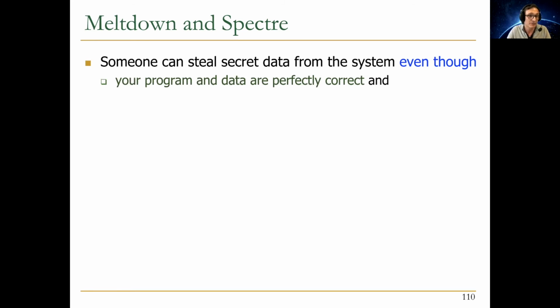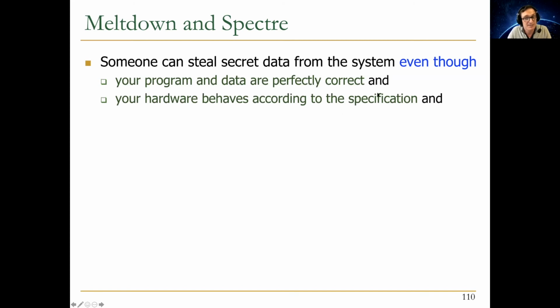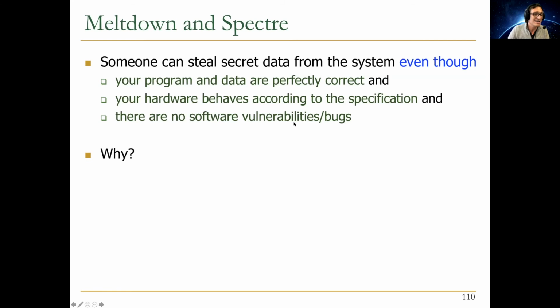But this happens even if your program and data are perfectly correct. Your hardware behaves according to the specification. So that was not true in RowHammer, right? In RowHammer, your hardware does not behave according to the specification. Hardware should really not get a bit flip if you're not changing that particular bit. But Meltdown and Spectre happen even when your hardware behaves according to the specification, and there are no software vulnerabilities and bugs. So why is this happening?